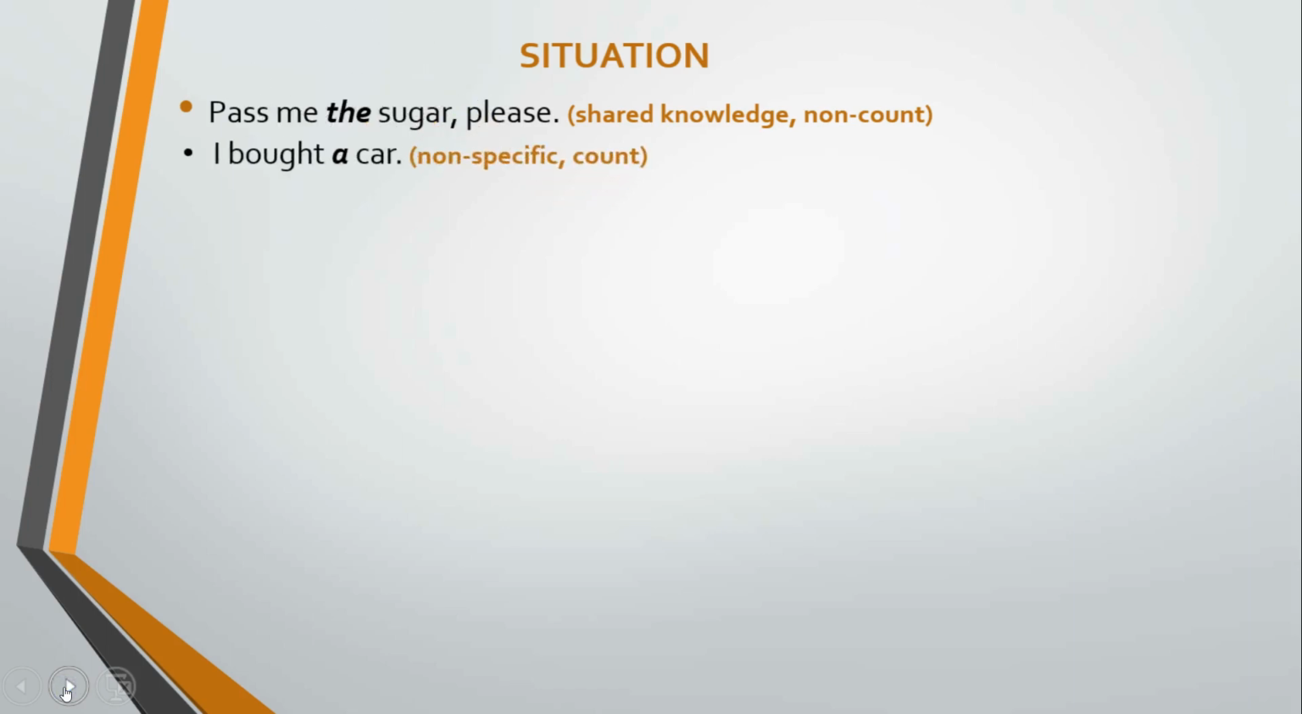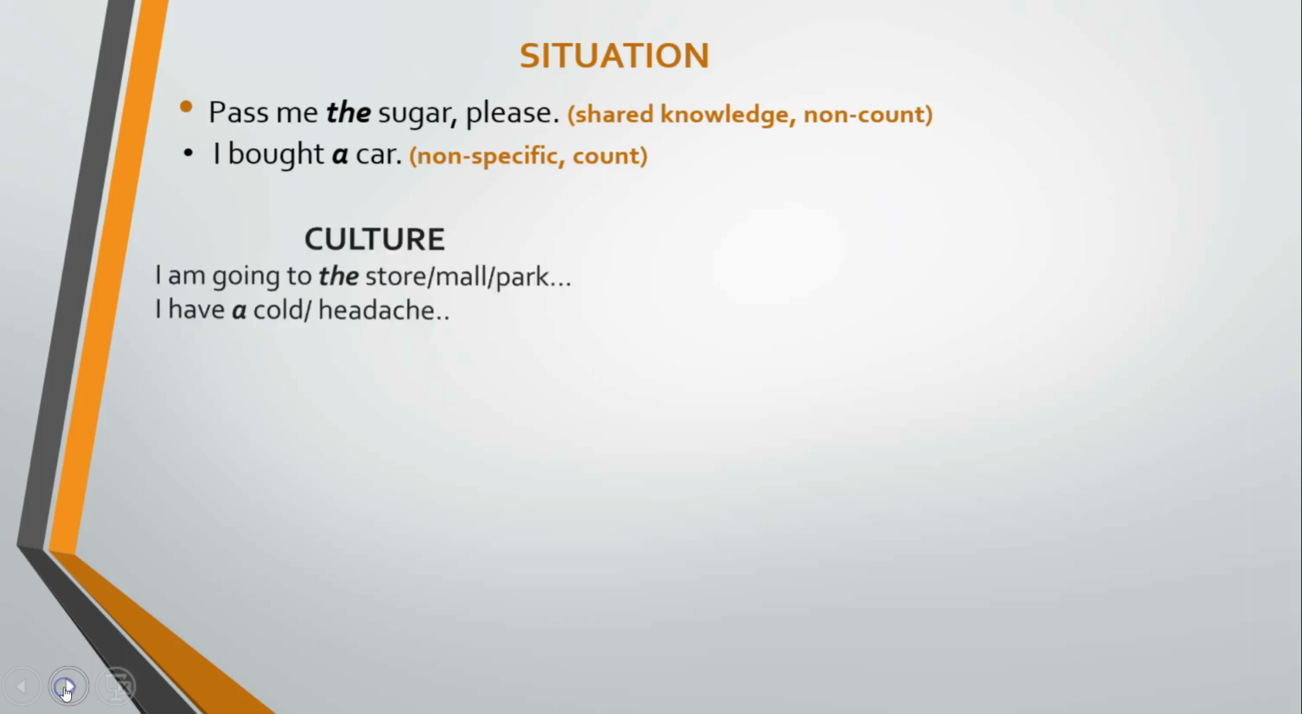The example of the indefinite article a, let's say you say, I bought a car, right? So a car, it's non-specific. I didn't specify what kind of car. I'm mentioning this information for the first time. It's a count noun, therefore I can say I bought a car.